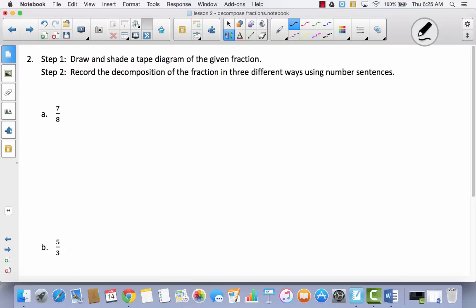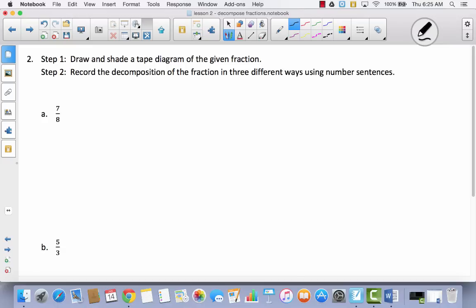All right, so let's take a look at number 2. Our directions have changed. Draw and shade a tape diagram of the given fraction. Record the decomposition of the fraction in 3 different ways using number sentences. So actually, it pretty much looks like the exact same directions, doesn't it? So we're going to draw and shade a tape diagram of the given fraction. So the first one is 7/8.